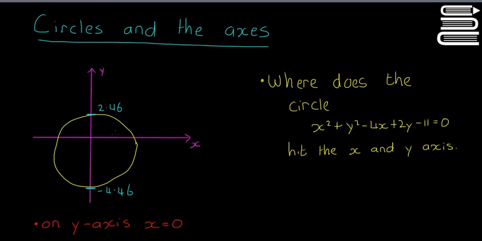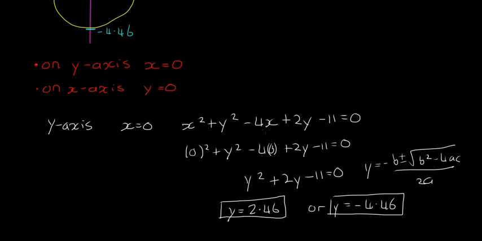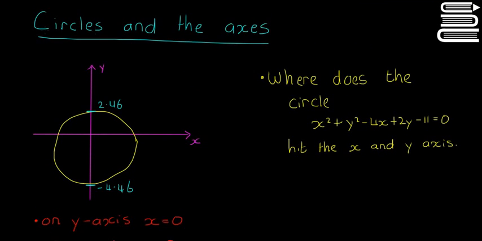So I'm going to leave it up to you guys to find where it hits the x-axis. Remember, I told you how to do it. You're supposed to let y equal to 0. You sub y equal to 0 into all of your y's here, and then you have to solve it for x, and you'll find out where it hits the x-axis as well. So that was just a quick video about how to find where circles hit the x and the y-axis.